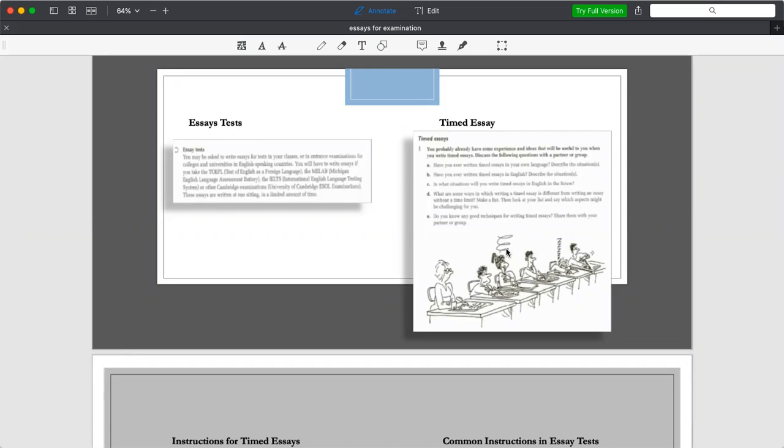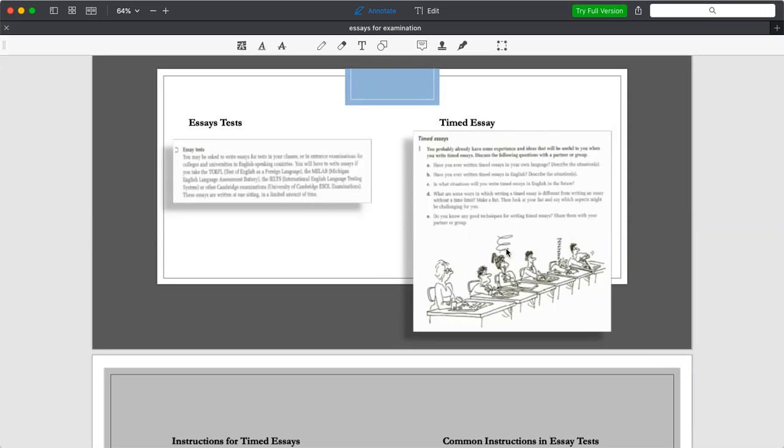We will have to write essays if we take the TOEFL, Test of English as a Foreign Language, or other kinds of tests such as IELTS or ESOL. And then in timed essays, we probably already have some experience and ideas that will be useful to us when we write timed essays. Discuss the following questions with a partner or group.